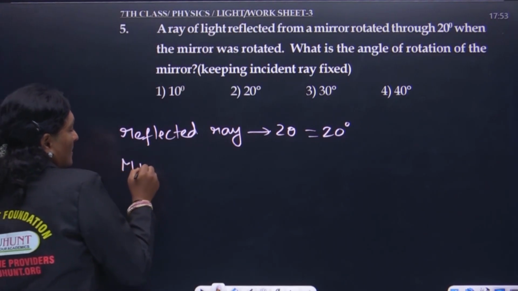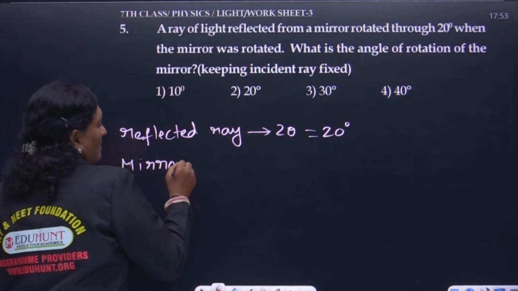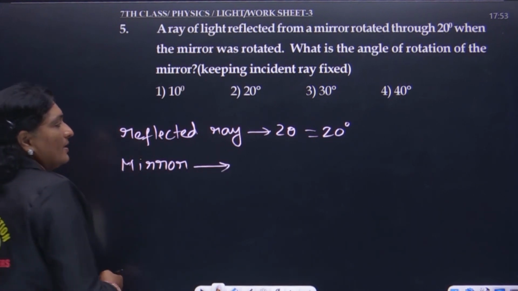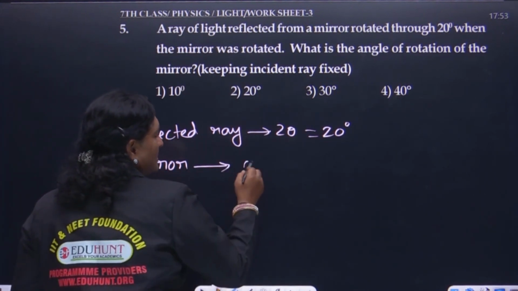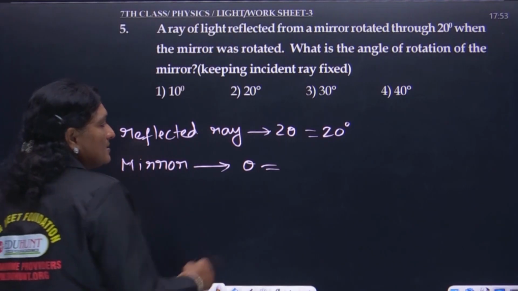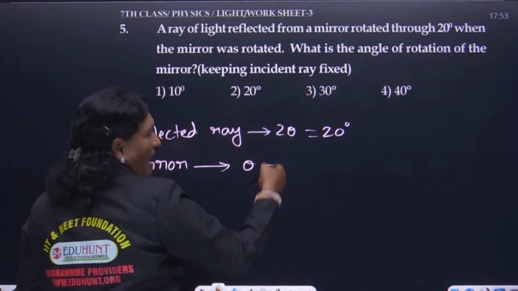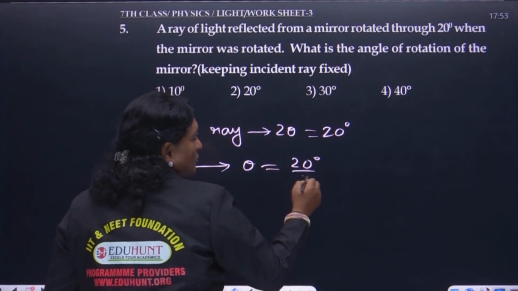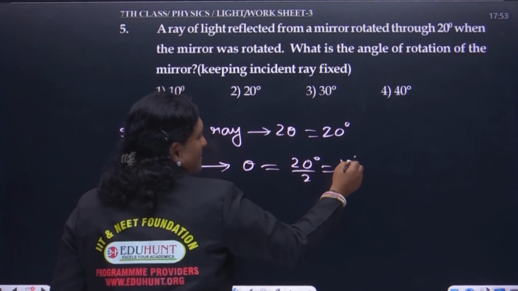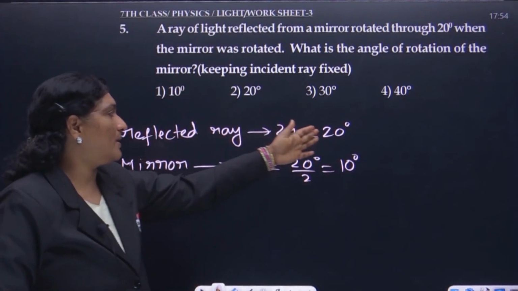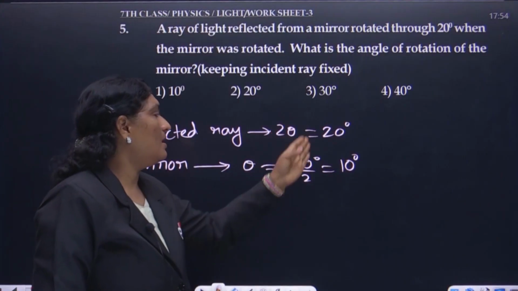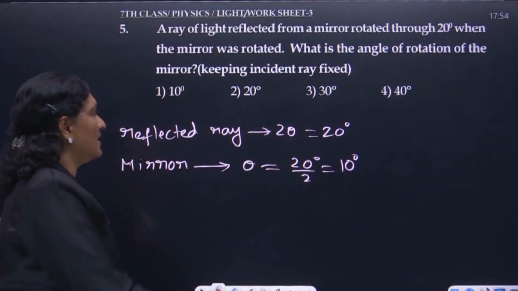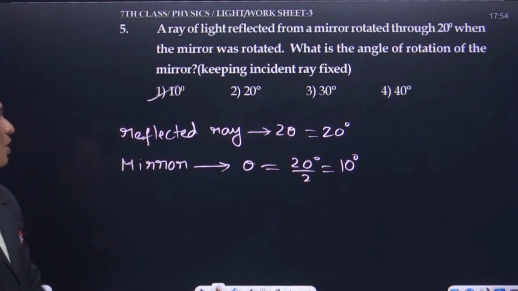Then by how much is the mirror being rotated? The mirror can be rotated by theta only. So theta is half of that, that is 20 upon 2, which equals 10 degrees. 2 theta is 20 degrees, so theta must be half of 20, that is 10 degrees. Hence the correct option is option 1, that is 10 degrees.